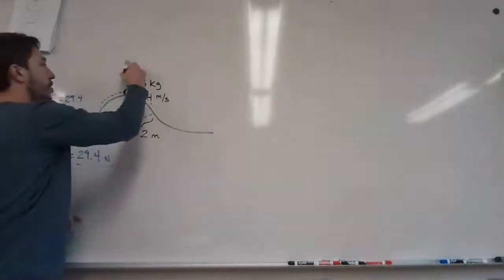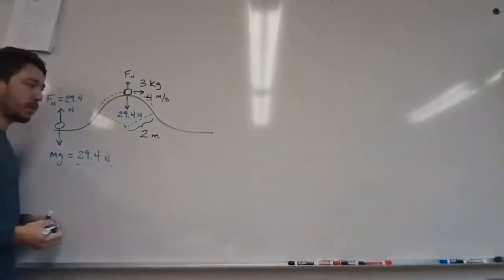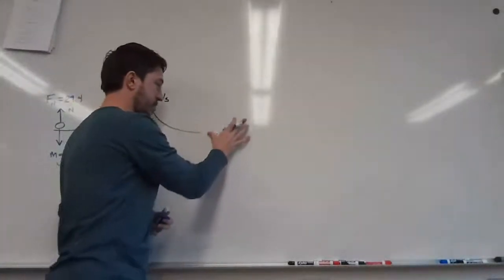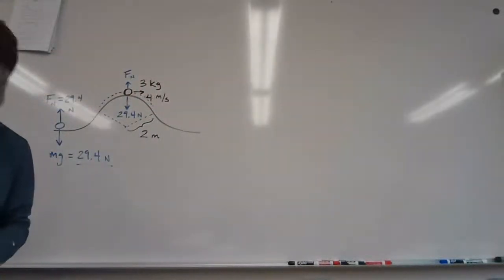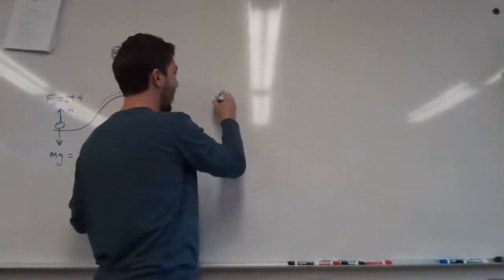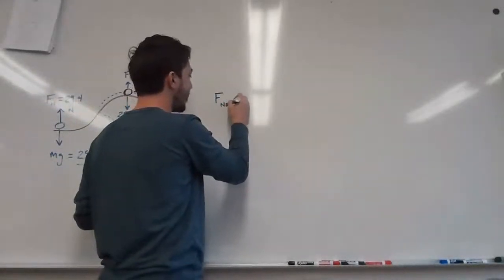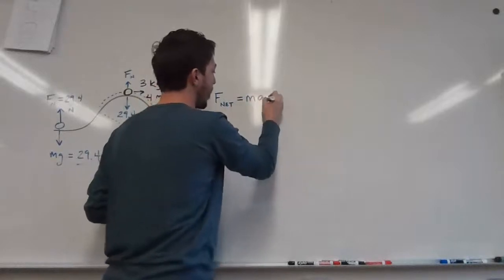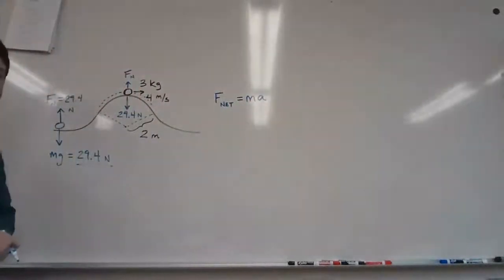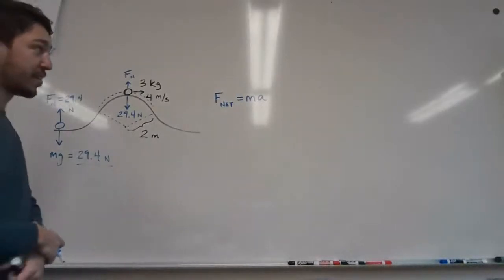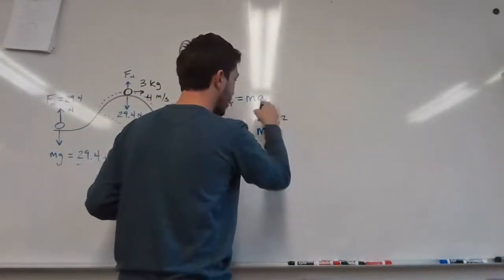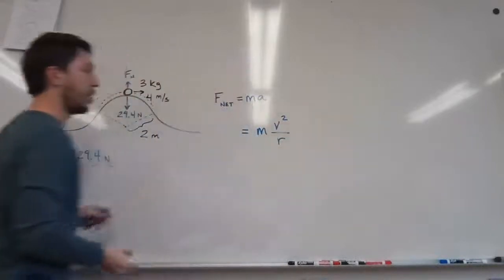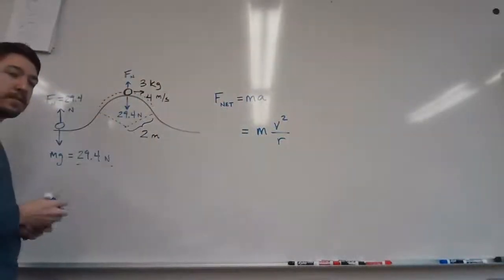So I'm going to call this the normal force, F normal. What equation am I going to write? F net equals m a. So famous. We're going to change the a to v squared over r because it's traveling in a circular path.